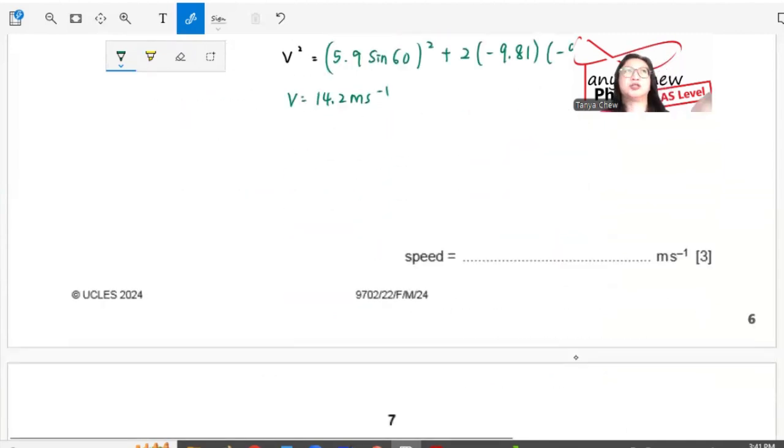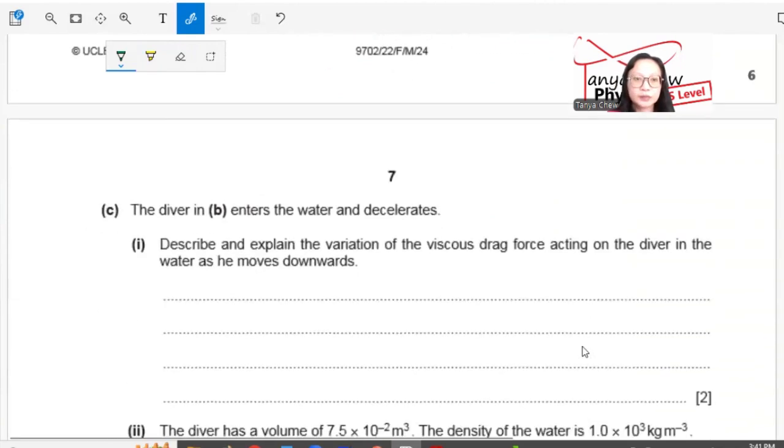So since they want just speed, you ignore the sign. If you get a negative value, you just ignore it. So I get 14.2 meters per second. That's the answer. C, the diver in B enters the water and decelerates. This is a keyword, another hint given here. Decelerate means the speed of the diver is slowing down.